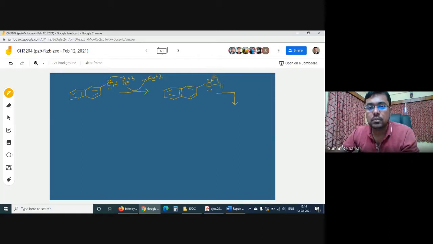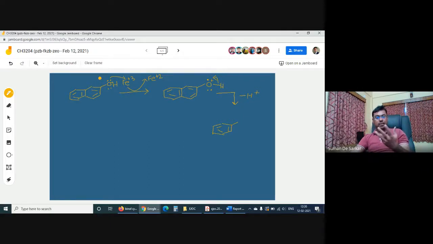But look at the arrow, it's a two electron process. That's why it releases the proton, so minus H plus. Ideally, when you take a proton, suppose from the starting material itself here, if you release the proton from here, what will happen? It will become an O minus, right?